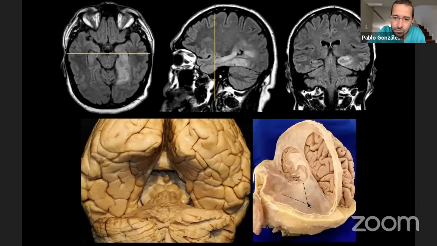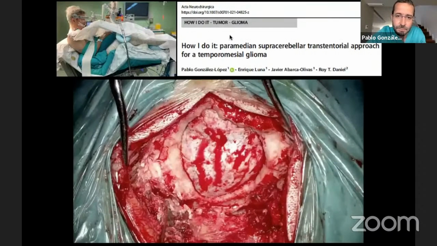So this is the kind of incision. This is in sitting position. We have a view similar to this one. And after opening the tent, we can approach, and we published recently, this is how I do it with Roy Daniel in Acta Neurochirurgica. So this is the technique. Again, I learned from Professor Ture, semi-sitting position.